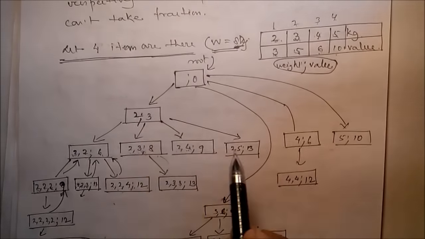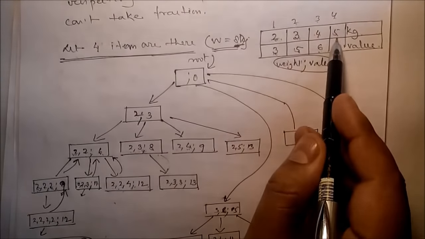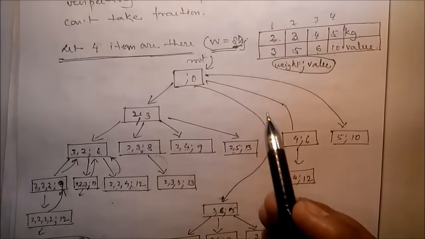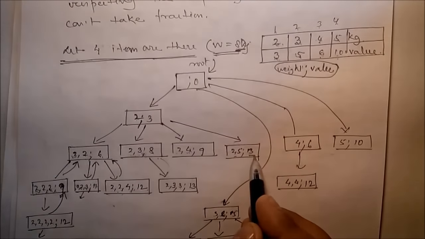Okay, backtrack. Can you take the fourth item? Yes, first 2 and 5. So 5 plus 2 is 7. 7 kilograms is less than 8, we can take it, and the value is what? 10 plus 3, it is 13.